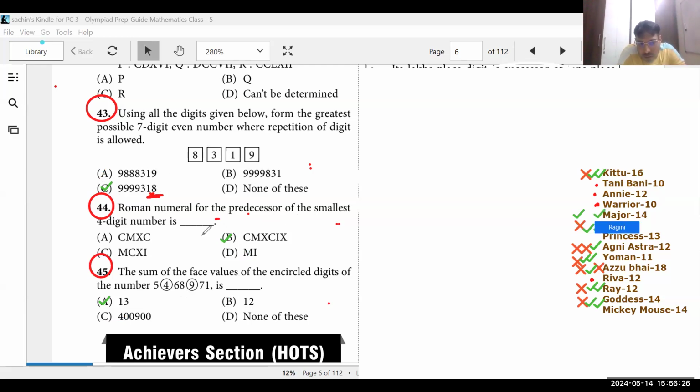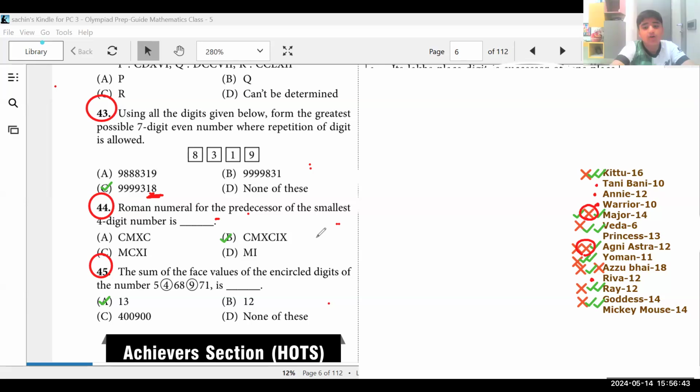Then Roman number for the predecessor of the smallest four-digit number. Who got it wrong? Major and Agniastra. Beta, which is the smallest four-digit number? So thousand. So what will be its predecessor? 999. So this will be the answer.